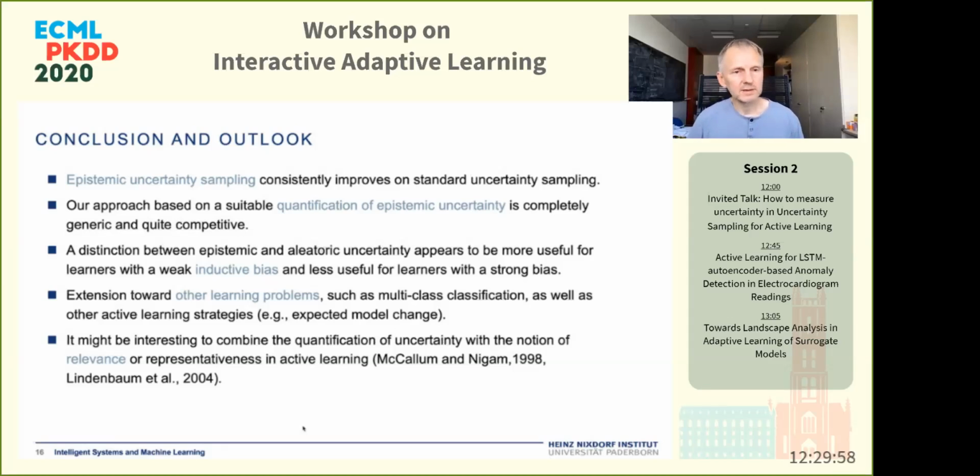One advantage is that this is a completely generic approach. You can apply it to any learner you want, although the computation of these uncertainty scores is sometimes computationally difficult, as you can imagine. So this is what I already said. This distinction between epistemic and aleatoric uncertainty sampling appears to be more useful for learners which have a weaker inductive bias and less useful for learners with a strong bias, for the reasons I already explained.